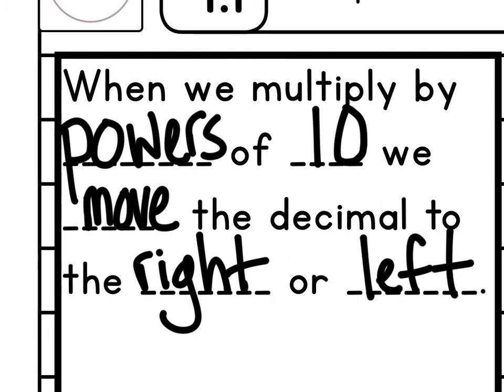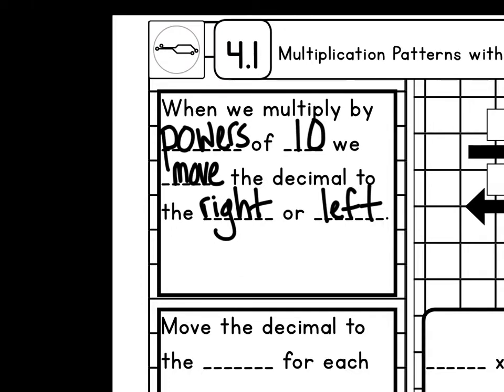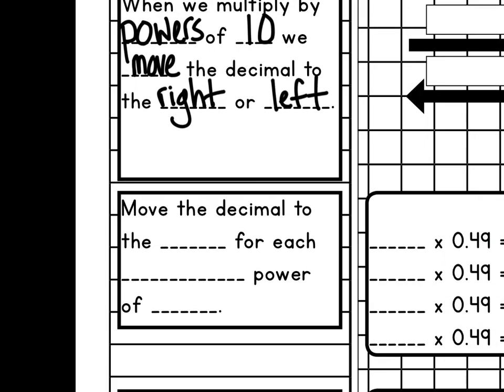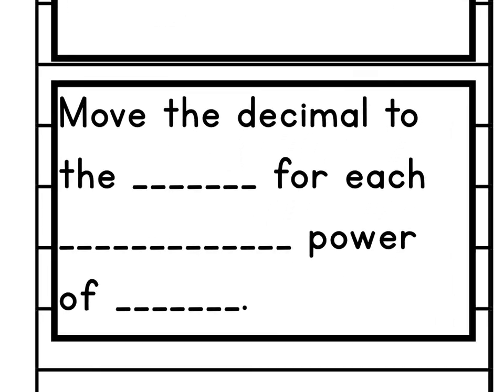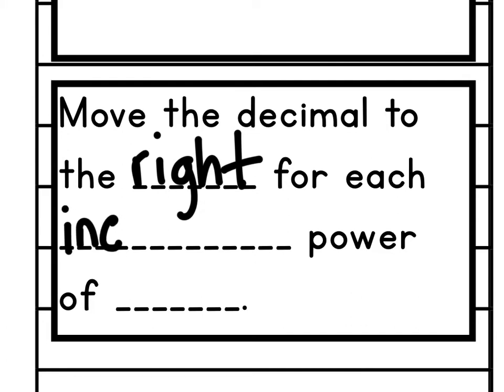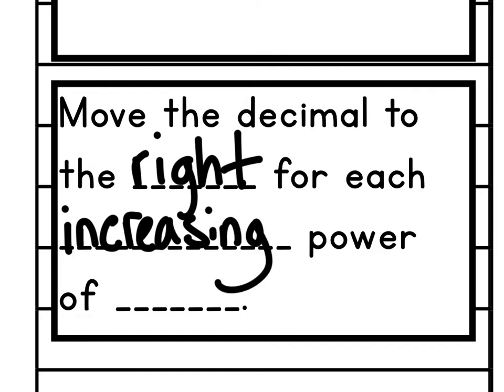Okay, we should all have that written now, and let's look down to the next box. It says move the decimal to the, and this one's going to be right. Move the decimal to the right for each, this is a big word, increasing power of 10. So let me explain that.